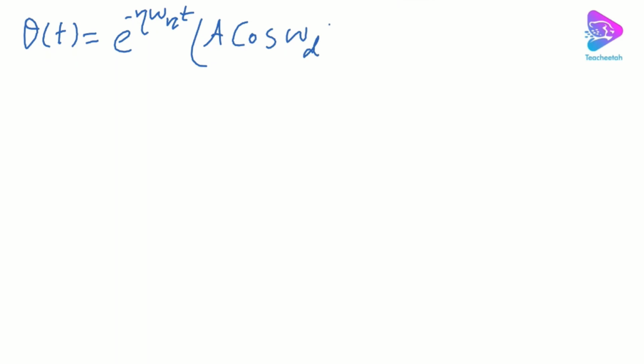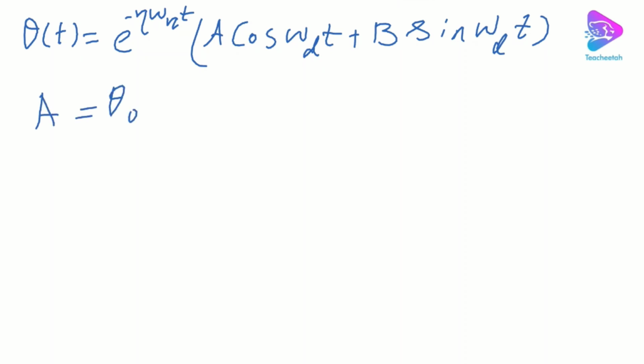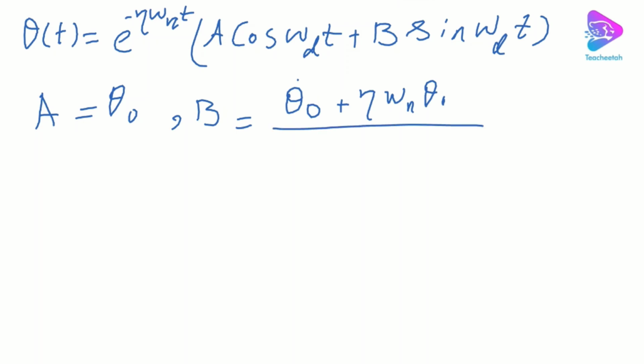So as I said at the beginning, theta(t) is equal to e^(-zeta omega_n t) times A cos omega_d t plus B sin omega_d t. And don't worry, the functions for A and B are available, so you don't have to find them by yourself. You can simply find them in the textbooks. A is equal to theta naught, and B is equal to theta dot naught plus zeta omega_n theta naught divided by omega_d. If we have a translational motion, we can use x instead.